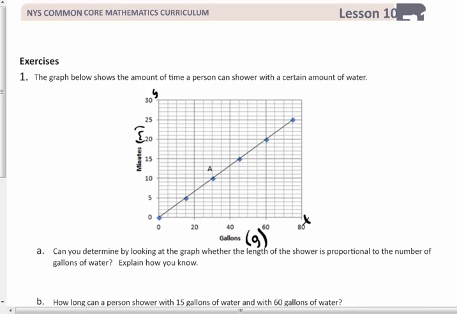The next example, example 1. The graph below shows the amount of time a person can shower with a certain amount of water.